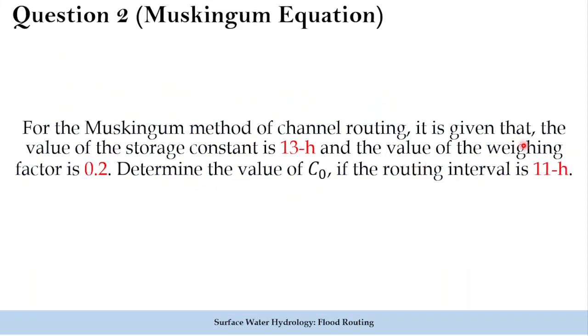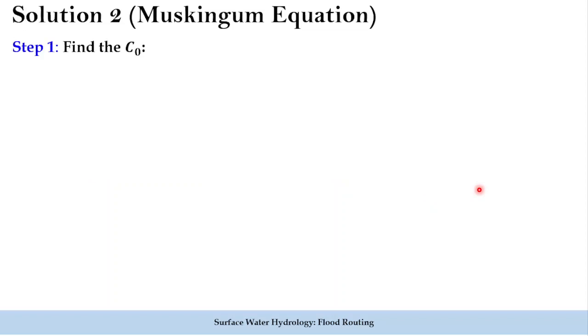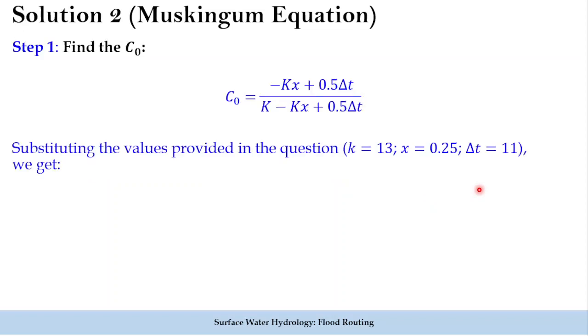For the Muskingum method of channel routing, it is given that the value of the storage constant is 13 hours and the value of the weighting factor is 0.2. Determine the value of C0 if the routing interval is 11 hours. So in my understanding, let us see how we can take the approach in solving this question. So first step is to find out C0, the unknown coefficient which is not provided in the problem.